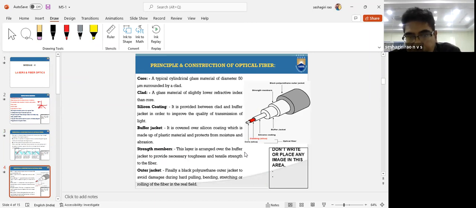Now let us see the principle and construction of optical fiber. In optical fiber we have different parameters. First one is the core, other is the cladding, other is the silicon coating, other is the buffer jacket, and strength members and outer jacket. So these are the different forms of optical fiber. I'll show you one more.